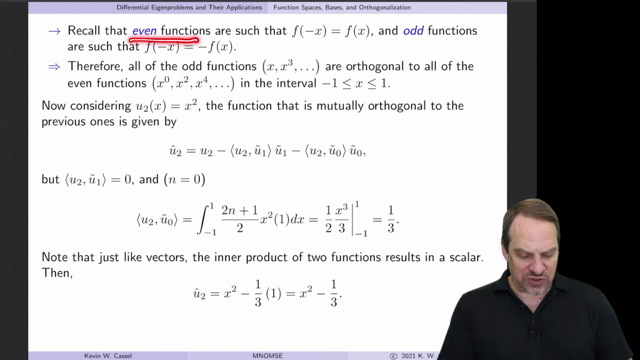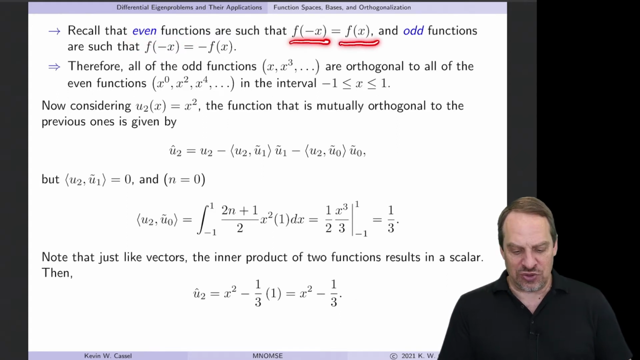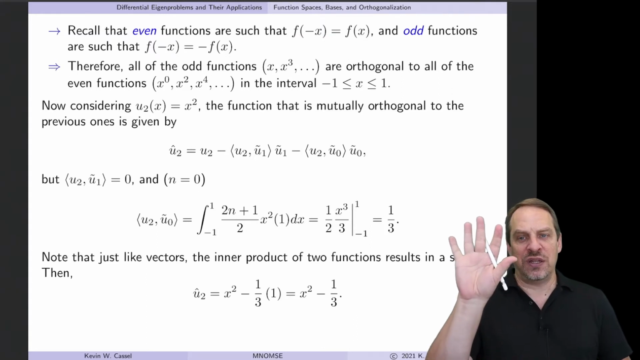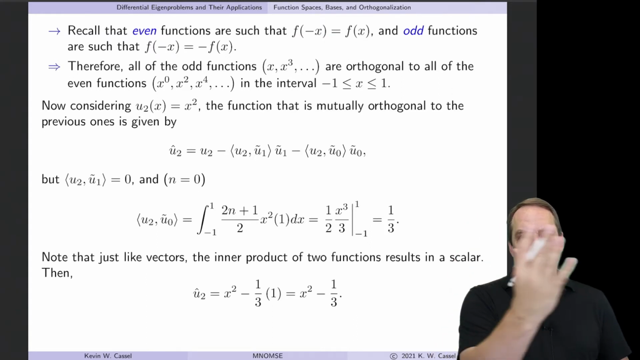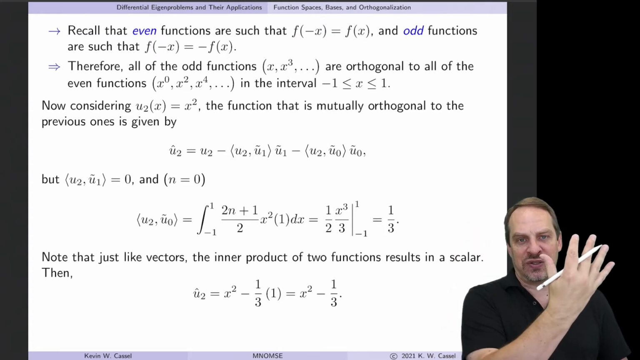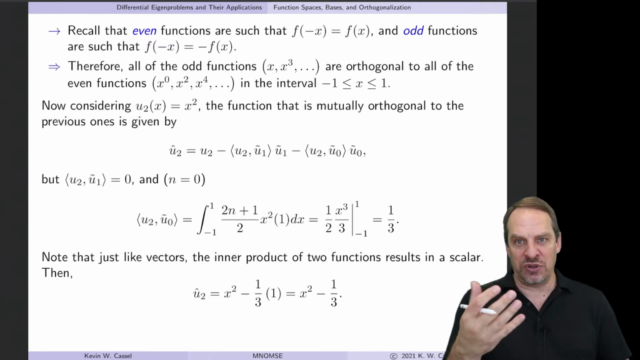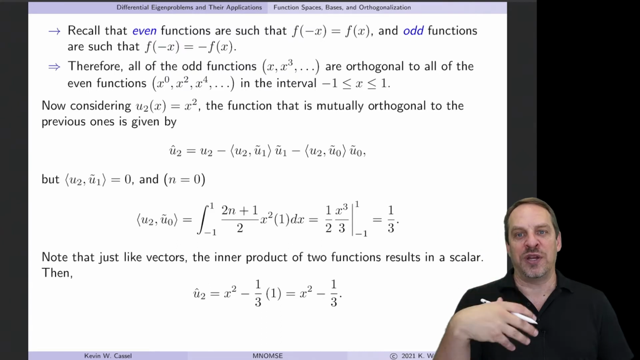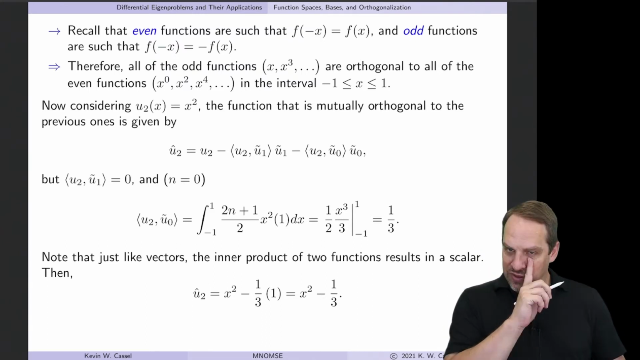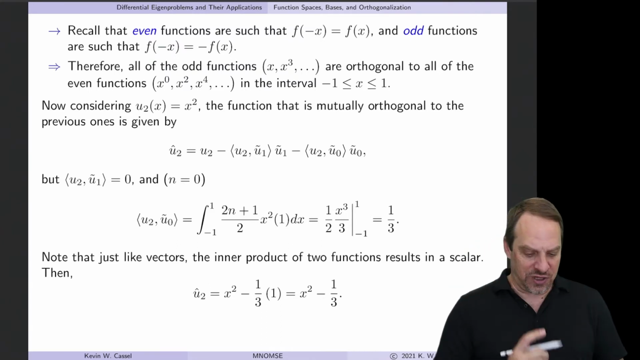So even functions are such that f of minus x is equal to f of x. That means that if I take a function, I can mirror it around the y-axis and it looks the same. So if I have a polynomial with an even power, like y squared, y to the 4, it has this property of even functions.